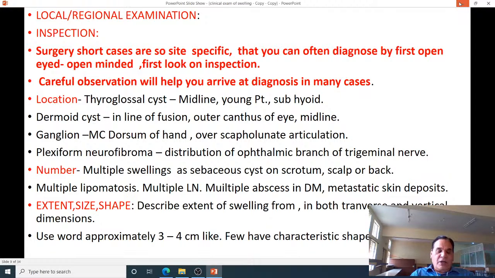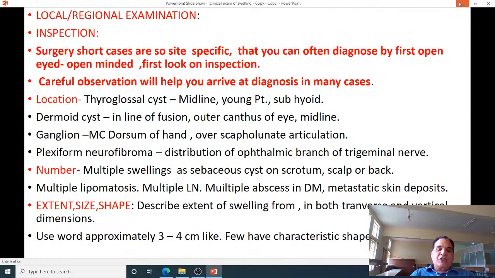Then how many of them are there? Multiple sebaceous scrotum, diagnosis is self-explanatory. Multiple swellings over the skull, benign, long-standing, again sebaceous cyst. Multiple lipomatosis and multiple abscess in diabetes. And skin deposits at different places, it is metastatic skin deposits. So the number also has given diagnosis.